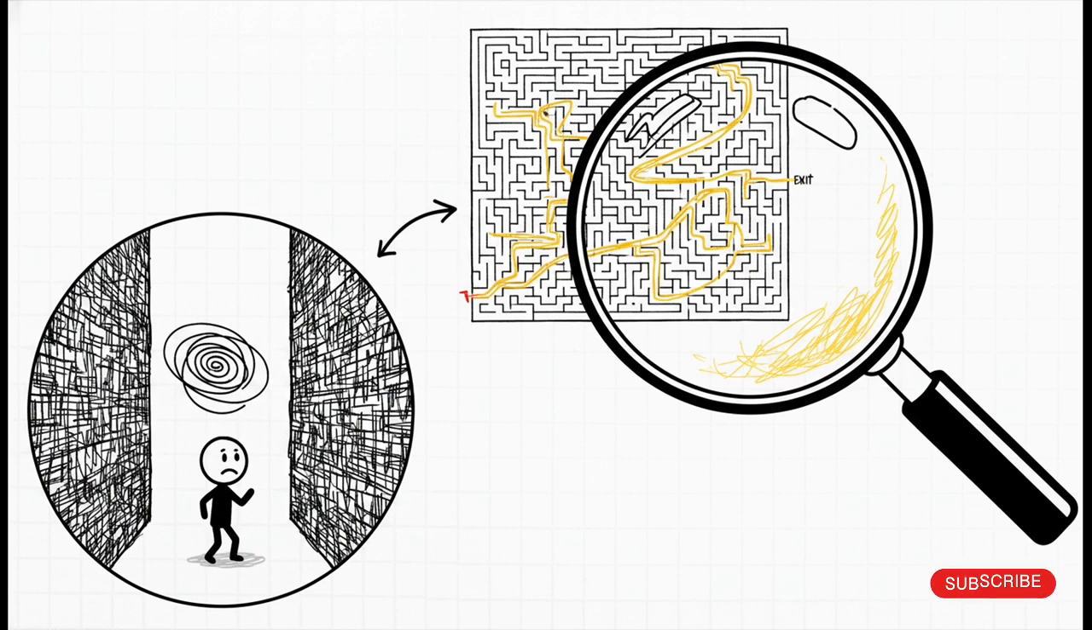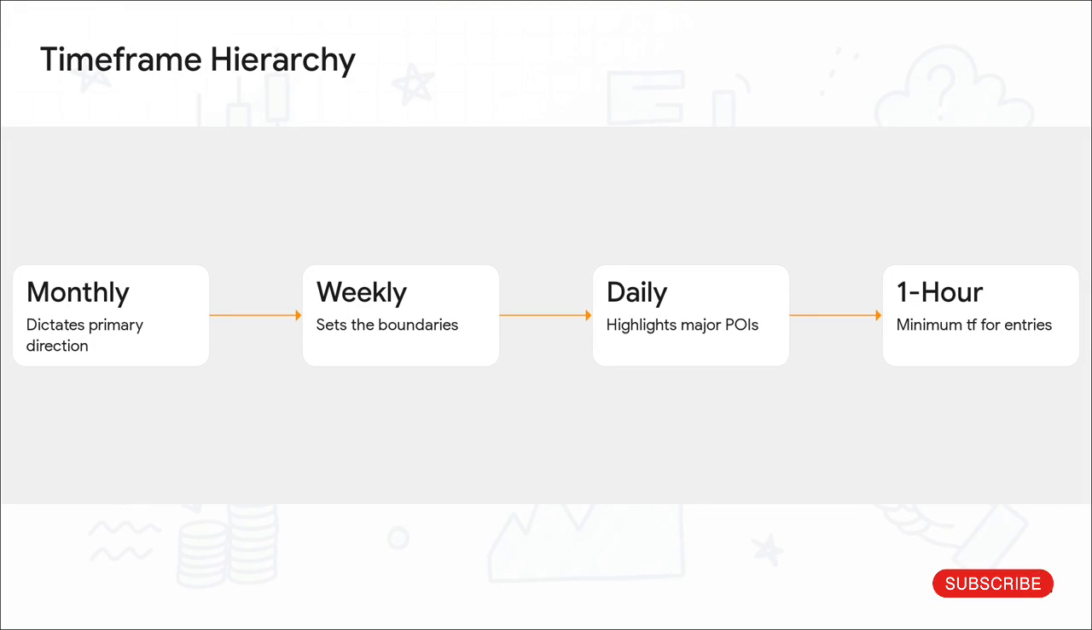All you can see are the walls right in front of you. You're completely blinded to the true overarching path of the market. You absolutely have to look at the higher time frames to find the exit. So, the crucial takeaway here is the strict top-down hierarchy.